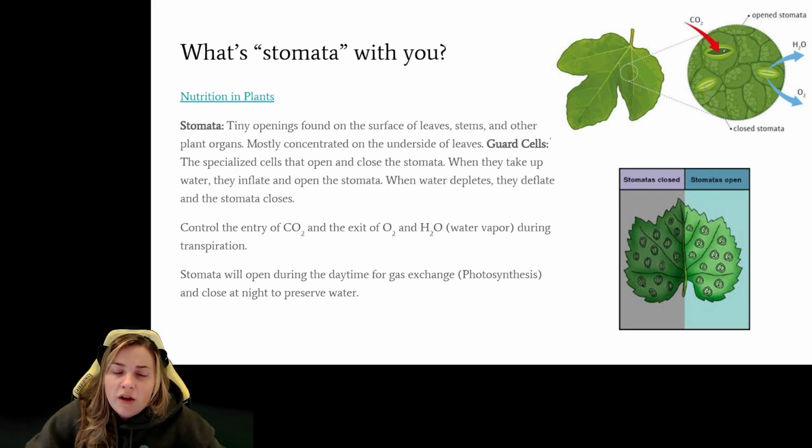They control also the entry and exit of gases. So entry of carbon dioxide, exit of oxygen and water during transpiration. They'll also mostly open in the daytime for gas exchange and then close at night to preserve water.